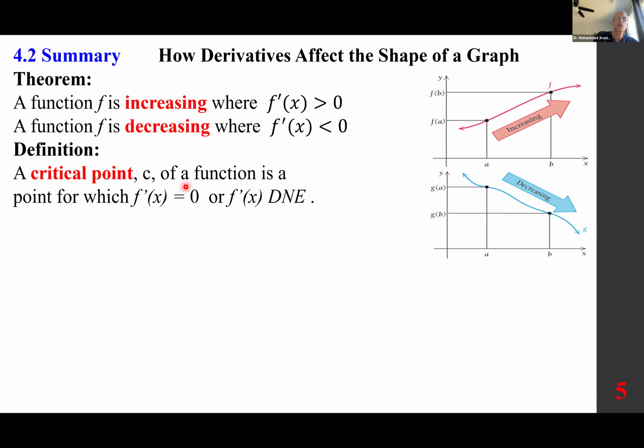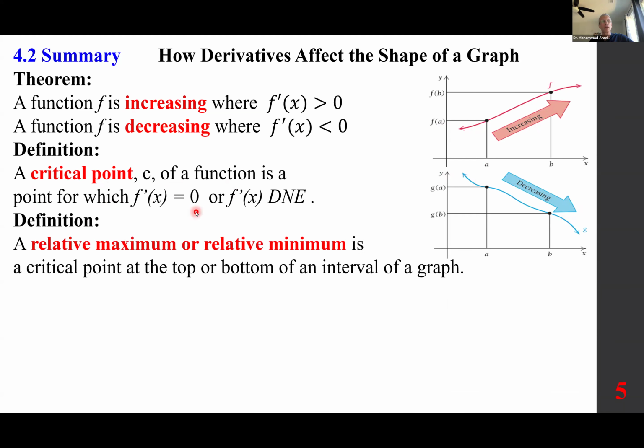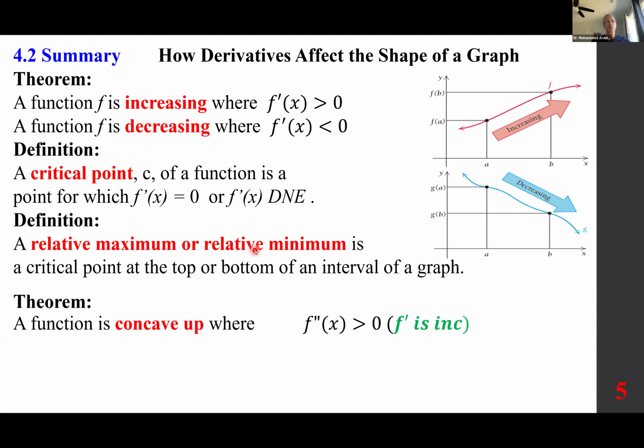A critical point, has been already discussed, is a point of a function where f prime is 0 or f prime does not exist. A relative maximum or relative minimum is a critical point at the top or bottom of an interval of a graph. So peaks and valleys.